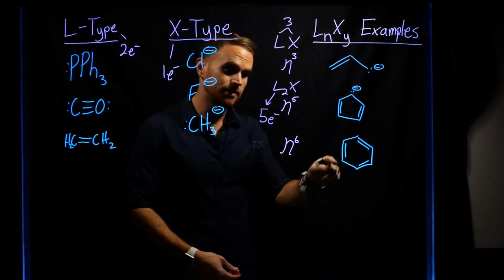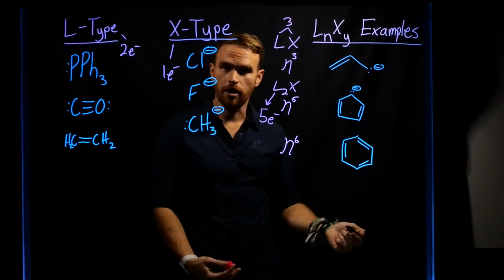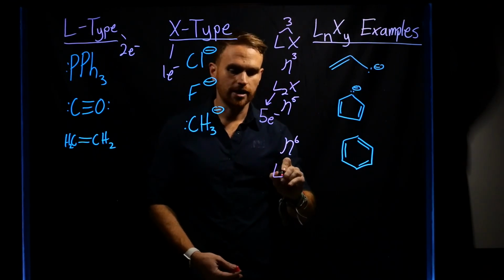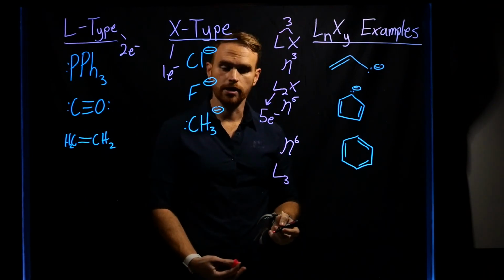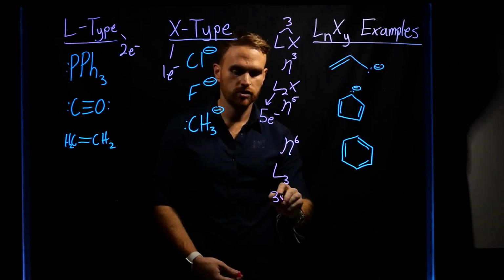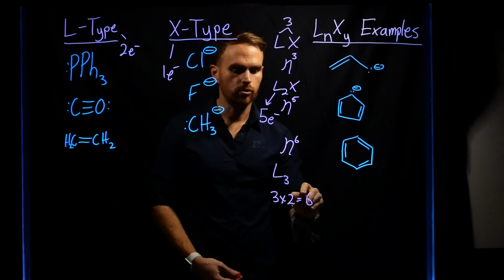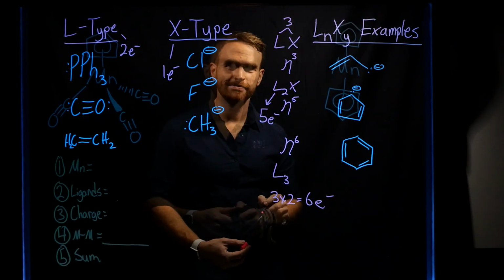And finally, for benzene, we see that it has 3 pi bonds. So I'm going to predict that that's actually an L3 type ligand. Each L contributes 2 electrons for a total of 6 electrons.